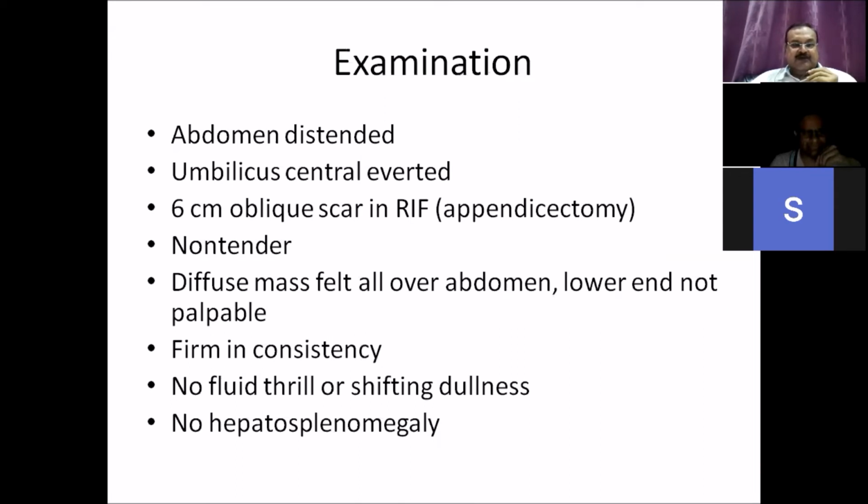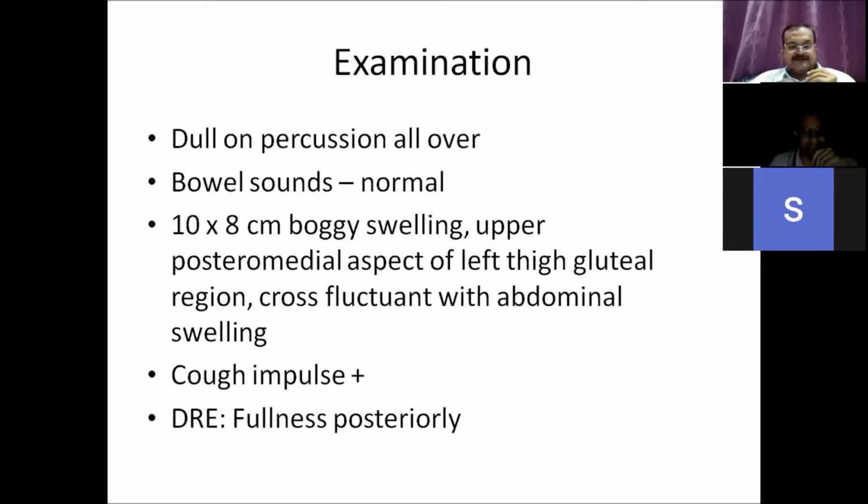On examination, the abdomen was distended, umbilicus central and everted. A 6 centimeter oblique scar is seen in right iliac fossa, which is appendectomy scar. Abdomen is non-tender, and there is a diffuse mass which is felt all over the abdomen. Lower end is not palpable, which is firm in consistency. No fluid thrill or shifting dullness, and no hepatosplenomegaly. So it was virtually a diffuse mass which was occupying the whole of the abdomen and pelvis. The percussion note was dull all over the abdomen. Bowel sounds were normally felt peripherally.